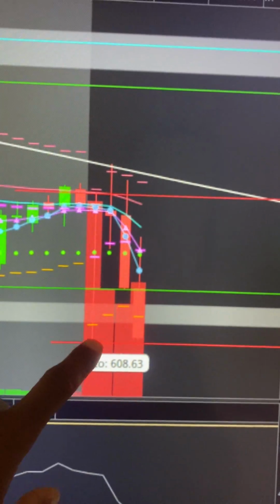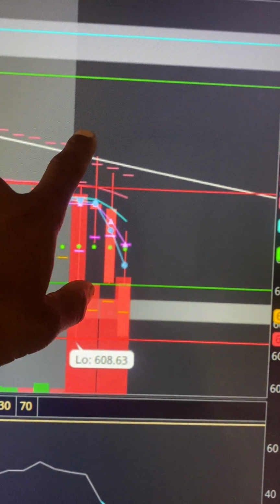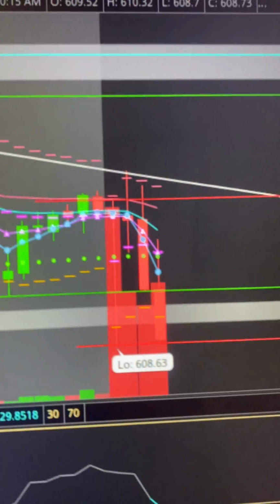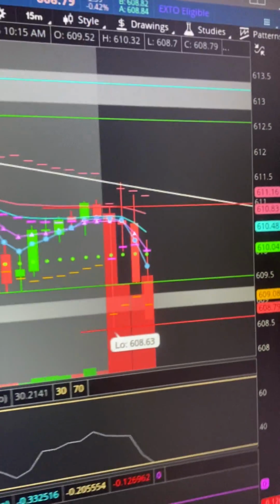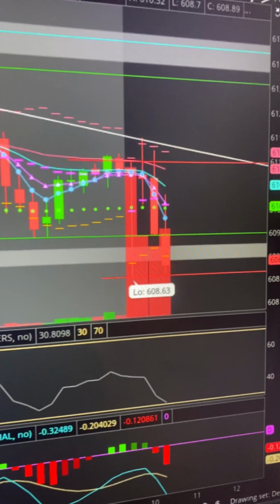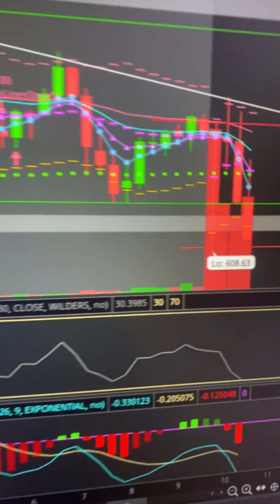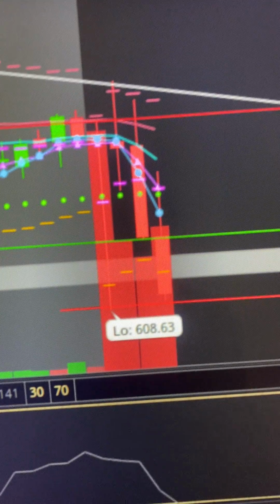What we want to do is break out either above this line or below this line, so we'll know kind of what direction to go. That's just one way. Also, I have a trend line.